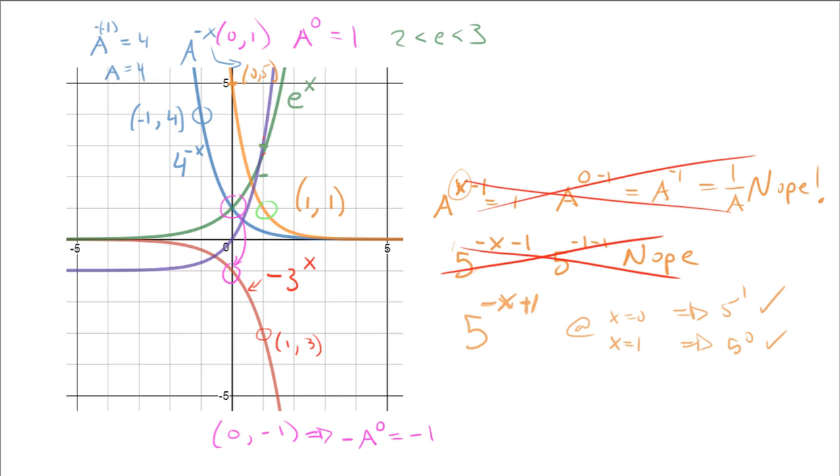So this is, I'm just going to grab this color, 5 to the minus x plus 1, or 5 to the 1 minus x. Those are the same thing, just with a different order. And that leaves us with this purple graph right here.